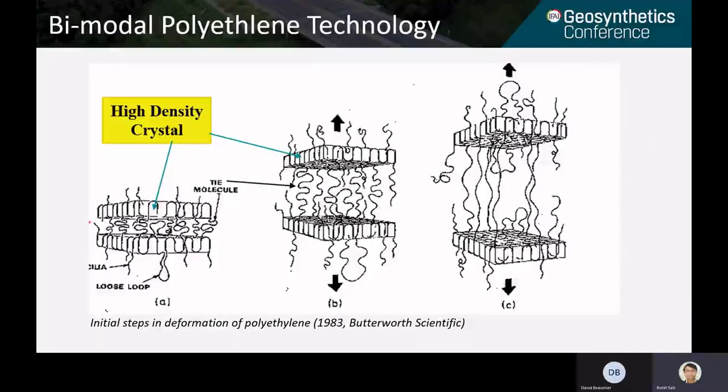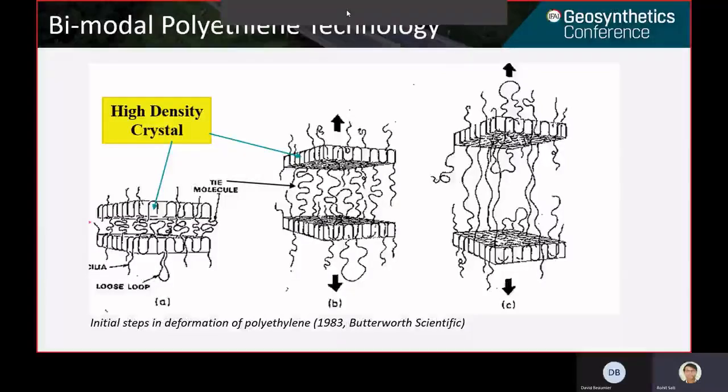So now what you are seeing here is the initial steps in deformation of polyethylenes. And you can clearly see that the higher the number of tie molecules, the stronger the product is, the better the crystallinity and the overall chemical resistance. Over to you, David, who is going to talk about the NCTL testing.